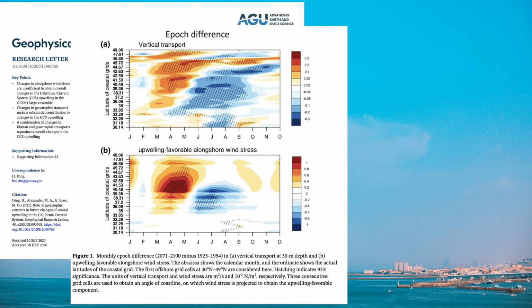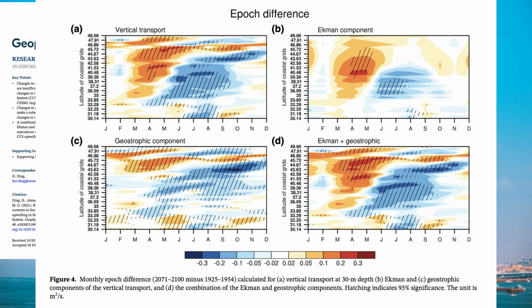Figure 1 shows monthly variations in vertical upwelling transport and wind stress, revealing enhanced upwelling in high latitude regions during spring and summer. Figure 2 analyzes upwelling components, indicating that geostrophic currents, particularly at low latitudes, sometimes surpass Ekman transport, especially under future scenarios.